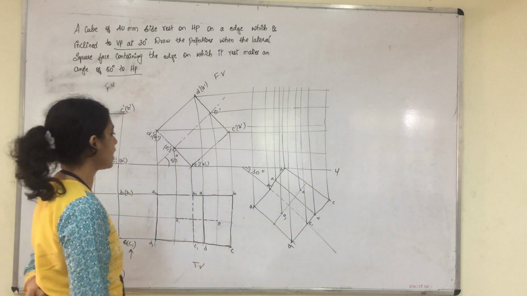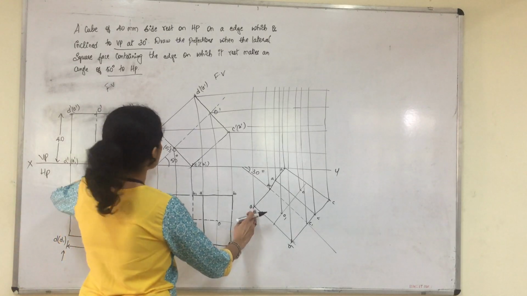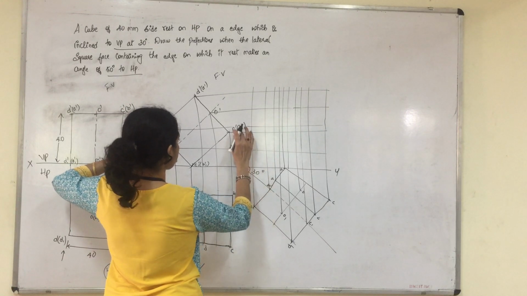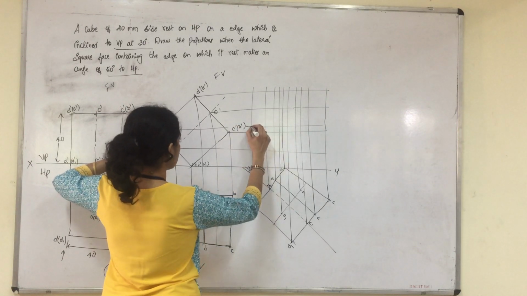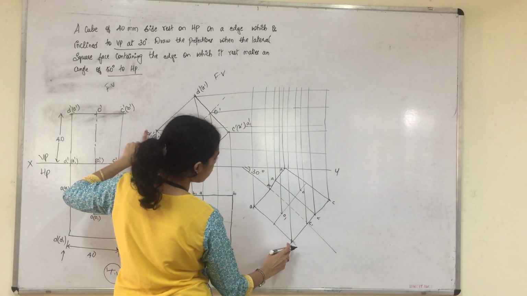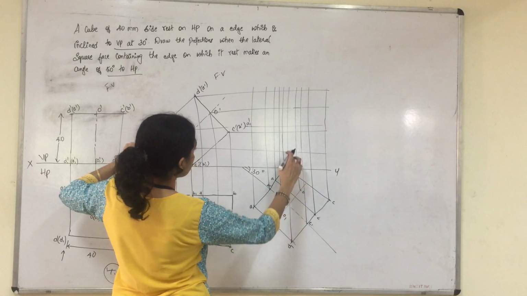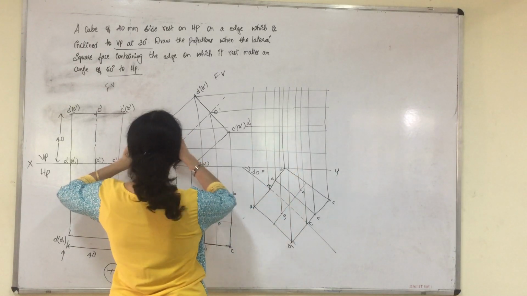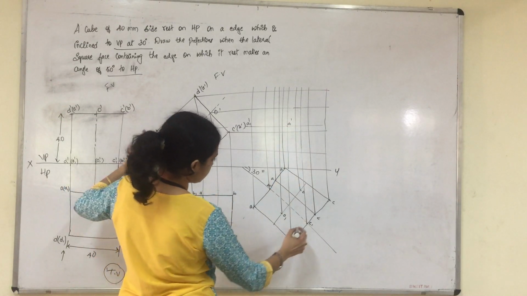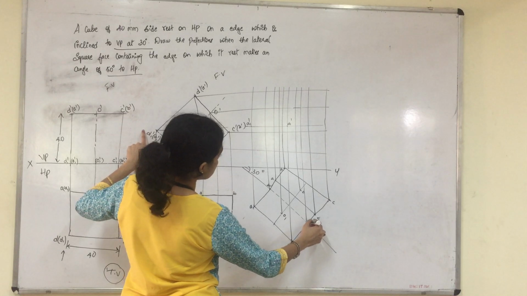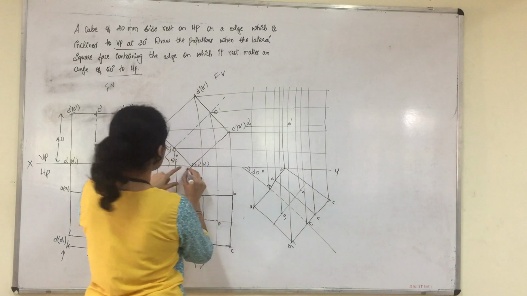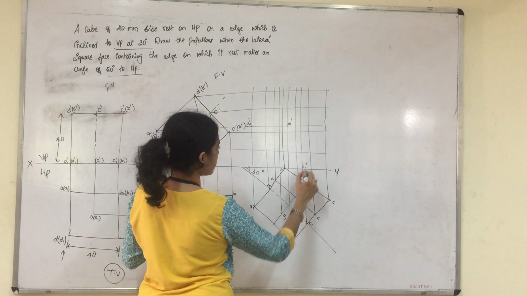After you erase the extra lines, start reading the locus. So locus of A1 is meeting A1 dash at this point. Right, so this is our A1 dash. So locus of B1 is meeting D1 dash at this point. So this is our D1 dash. And then locus of C1. So this is C1. Locus of C1 is meeting C1 dash at this point. So this is our C1 dash.